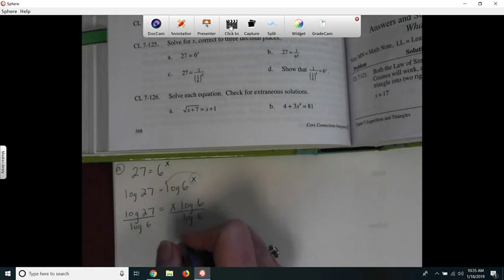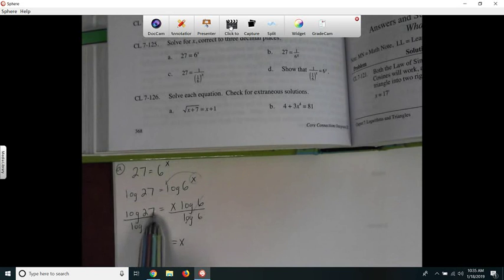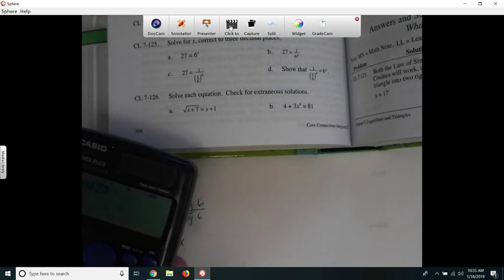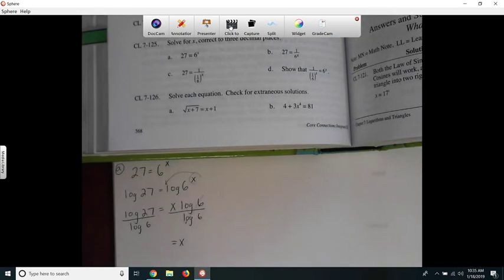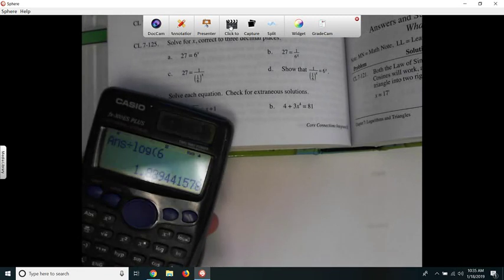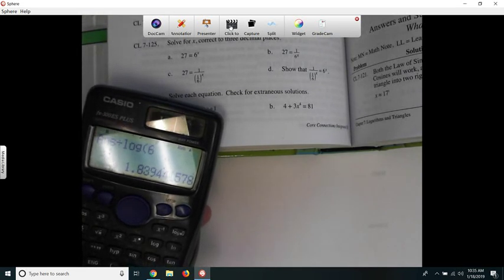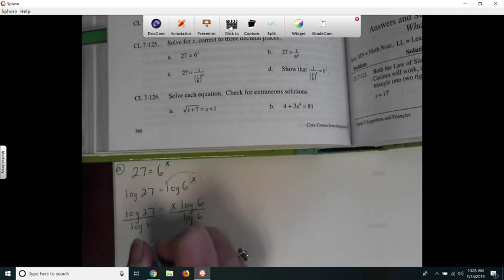And then those cancel out, and then I have x equals, I'm going to ask my calculator what log base 10 of 27 divided by log base 10 of 6 is. So I just asked my calculator, log of 27. So log of 27 is about, some little decimal. And I'm going to divide that by log 6. Okay, and I got 1.839. Should we just call it 1.84? We'll just call it about 1.84.